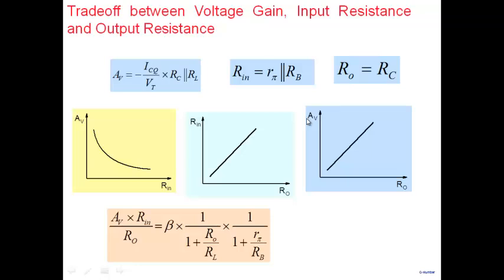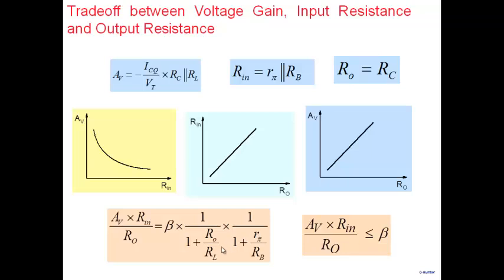From these equations, we can manipulate them and combine them together in this particular form. I'd earlier given you a simplified version where, instead of AV, we had AV0. Right now we have the full gain taking RL into account. If you combine them, this is the expression that you get. It's easy to see that this term here and this term here are both larger than 1. So this is what we have been saying, that AV Rn by R0 will always be less than or equal to beta. There can be situations where you obtain exactly equal to beta.